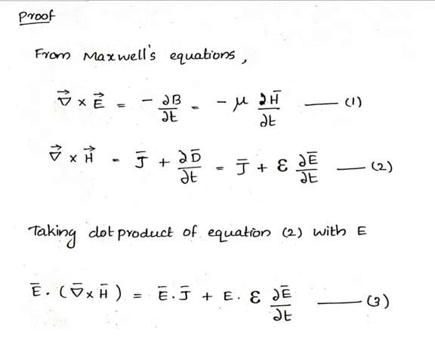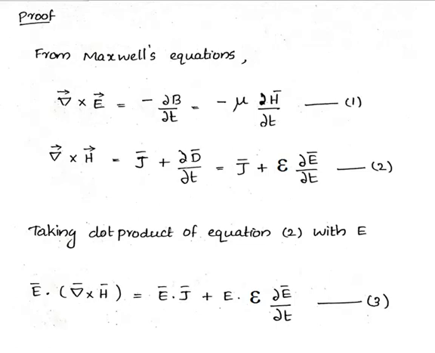Then the second one, del cross H is equal to J plus dou by dou t of D. Since D is equal to epsilon E, the equation becomes J plus epsilon dou by dou t of E. This is the second equation. The first Maxwell equation is from Faraday's law and the second Maxwell equation is from Ampere's law. We will use these two equations to prove the Poynting theorem and to get the Poynting vector also.